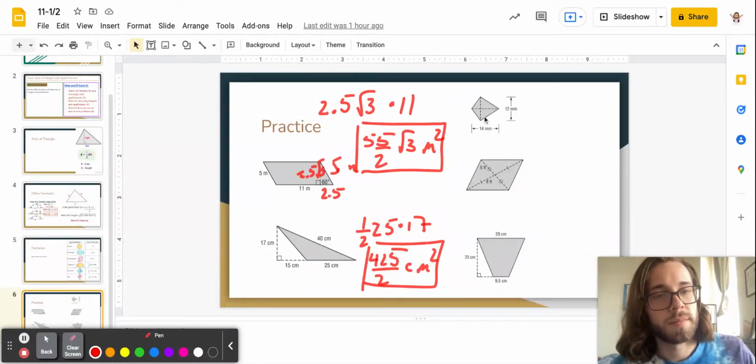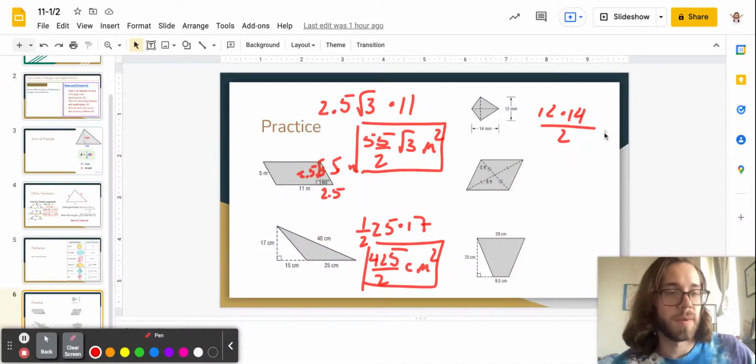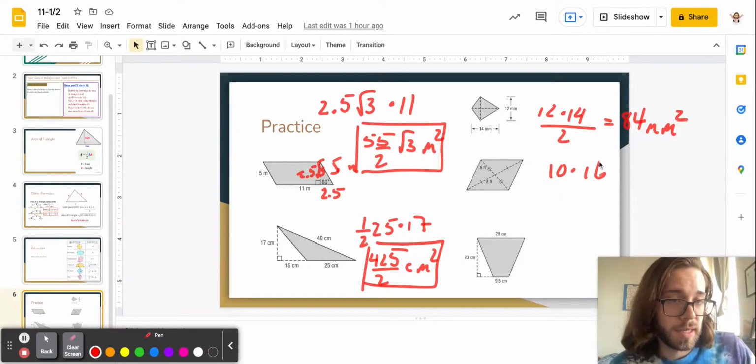Okay, this is a height, so the area would be 12 times 14 over 2. So 12 times 14 is 168. 168 divided by 2 is 84. Don't forget your units. Same thing with this rhombus here. Just be careful because you need the whole thing. The whole thing's not 5, the whole thing's 10 times 16, 1/2. So that'd be 160 divided by 2 is 80.